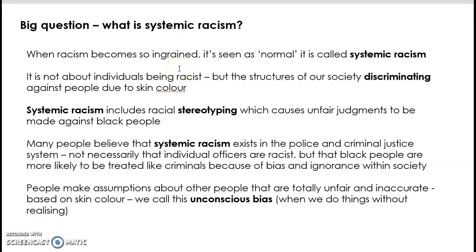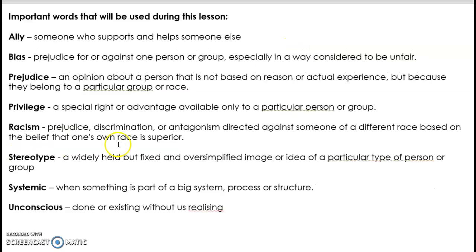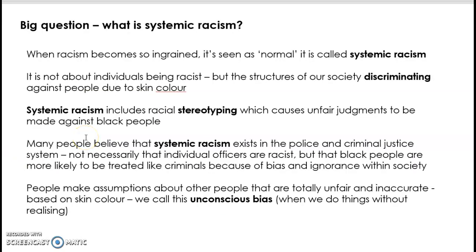Okay, so the main thing I want to talk to you about today is this concept of systemic racism. Now, I'm guessing most of you know what racism is. It's when people are prejudiced against someone of a different race, when they say horrible things or treat them badly, think bad things about them because they have a different skin colour. Now, systemic racism is basically when racism becomes so ingrained it's seen as normal.